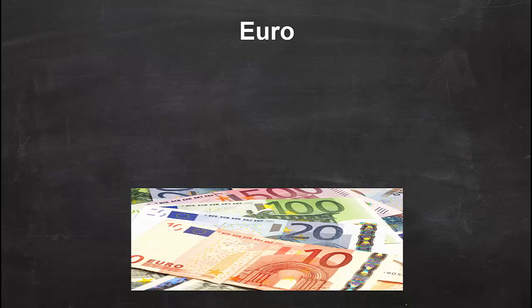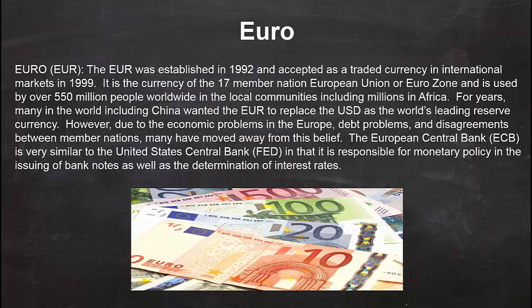The euro was created in 1992. That's when it was first established. It became an international market currency in 1999. There are currently 17 member nations in the European Union and 28 nations total that use the euro as their local currency. Very similar to how in the United States we use the dollar. In Canada they use the Canadian dollar.